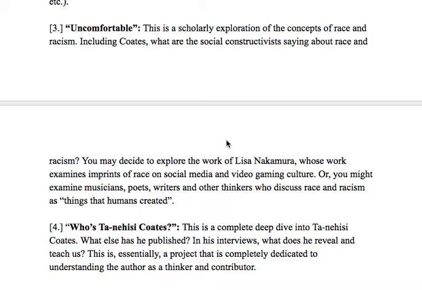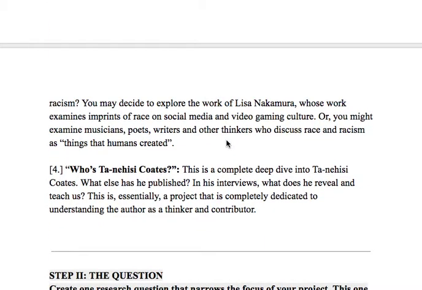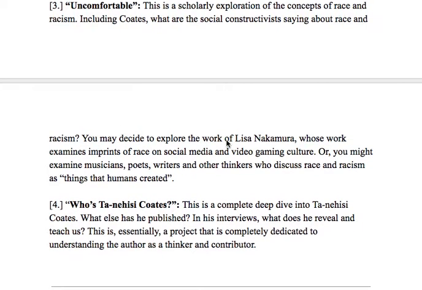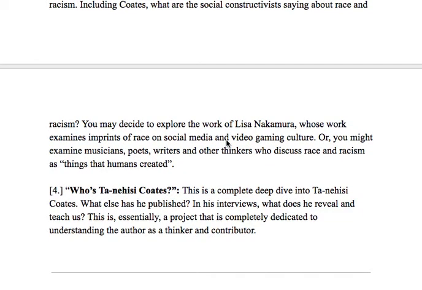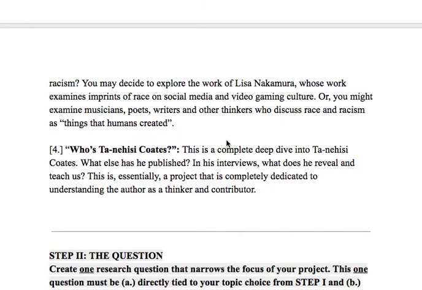So you could look at other poets, other musicians, writers like Lisa Nakamura. You could look at other thinkers, whoever you'd like to look at. That's when you research and do your search term on social constructivist, in whatever direction that takes you, that is of interest to you and true to your research question, which we'll talk about in a second.